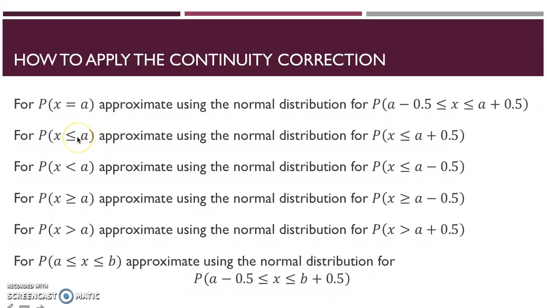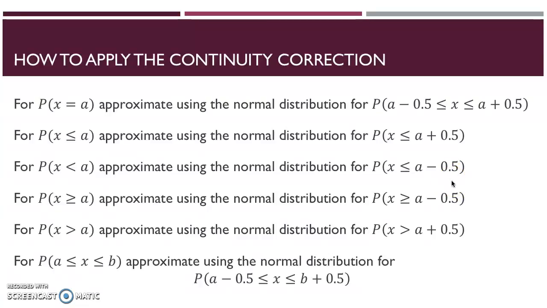If you have a less than or equal to, you're going to just add 0.5 to whatever your a value is. If you have a less than, it's a little bit different because the normal distribution only knows the less than or equal to thing. So if this was x is less than 5, that's really the same as saying it's less than or equal to 4. So I would want to subtract 0.5 in this case to get 4.5 from my original 5.